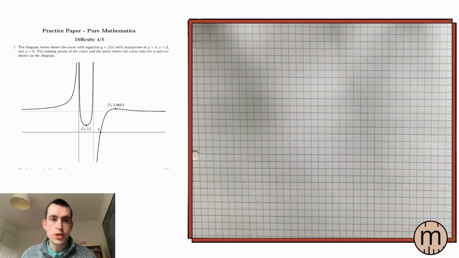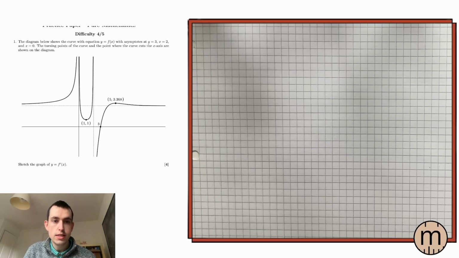In question 1, we are shown a diagram of a function. We're not told what the function is, but we're told it's got some asymptotes at y equals 3 and x equals 2 and x equals 0. The turning points and the point where it crosses the x-axis are shown on the diagram: 1, 1, 3, and then 5, 3 point whatever. And then the actual question is, sketch the graph of y equals f dash of x.